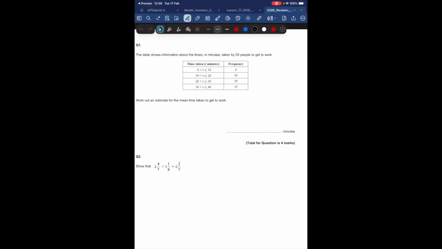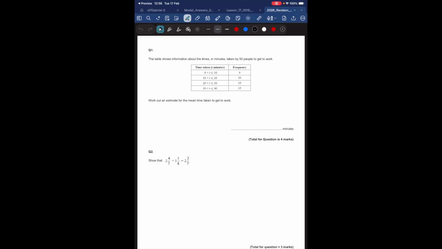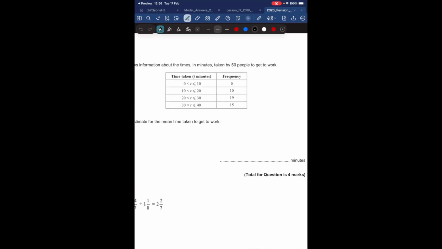In this question, if we are given a frequency table, like so, where our data is grouped, to calculate the mean, we need to add 2 extra columns to our frequency table. So the 2 extra columns that I'm going to add, one of them is going to be called the midpoint, which is M, and the second column is the midpoint times the frequency.